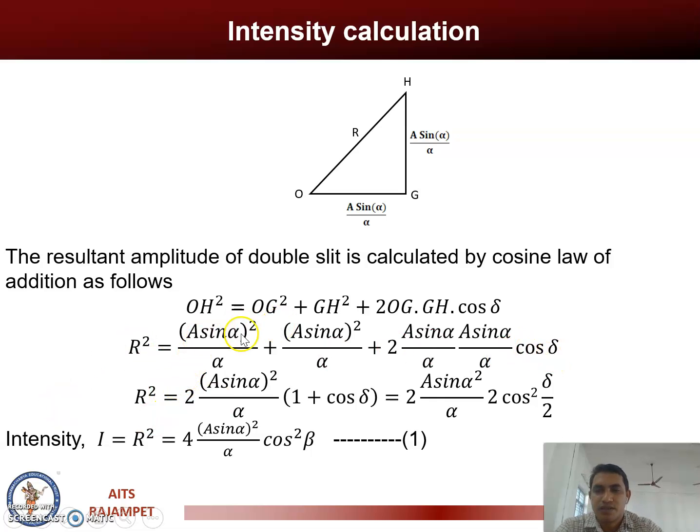Now R square is equal to 2 times (A sin alpha by alpha) square plus 2 into (A sin alpha by alpha) square cos delta. Then we take the common factor 2 (A sin alpha by alpha) square into (1 plus cos delta), that is equal to 2 (A sin alpha by alpha) square into 2 cos square delta by 2. Now intensity I is equal to R square, so we can write the above equation as 4 A square (sin alpha by alpha) square cos square beta.